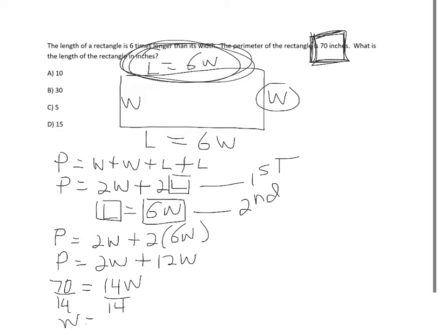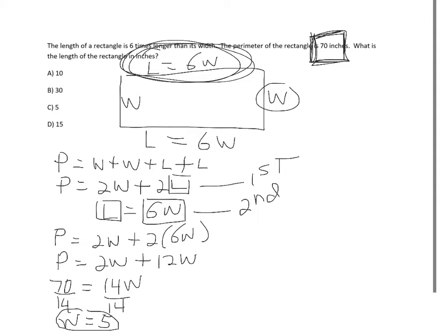And W is, what's that? 5. All right? Because 14 times 5 is 70. There we go. So we found W equals 5.